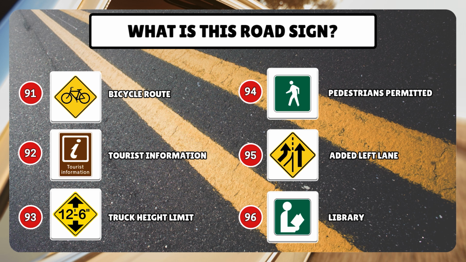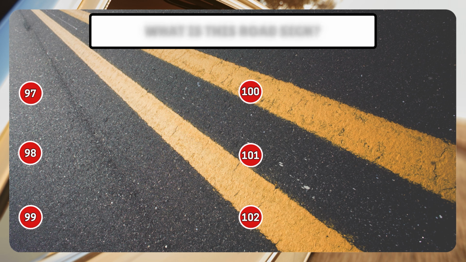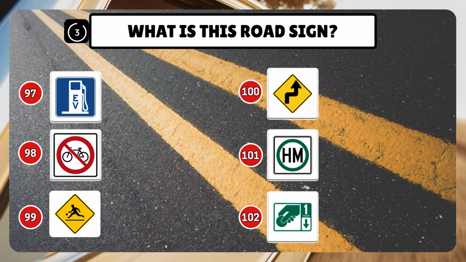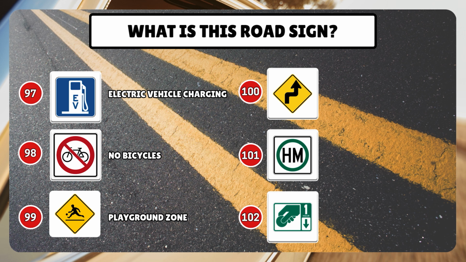That is a library sign. What does this road sign mean? That is an electric vehicle charging sign. That is a no bicycles sign. Nicely done. That is a playground zone sign. Good catch. That is a reverse turn right sign.